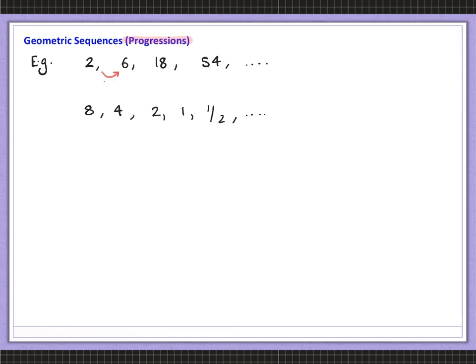Well, hopefully you can see in the first geometric progression that you multiply by 3 each time. In the second one, you multiply by a half. You could describe it as dividing by 2 to create the next term each time. So a geometric sequence or a geometric progression is a sequence in which each term is generated by multiplying the previous term by a fixed value. Now, this fixed value, which in the first example is 3 and in the second example is a half, is called the common ratio.